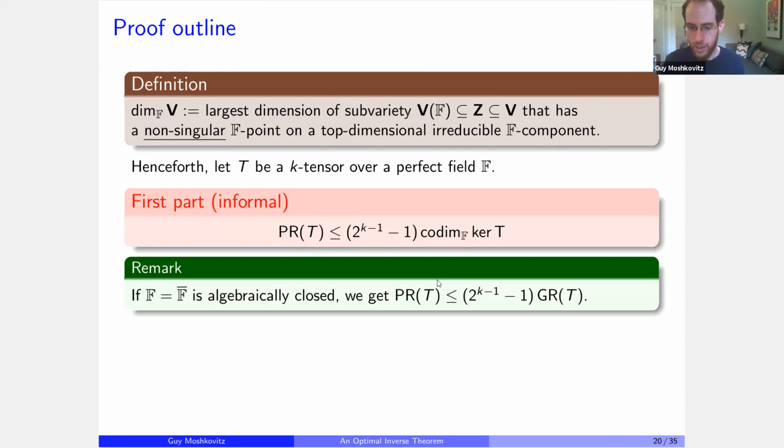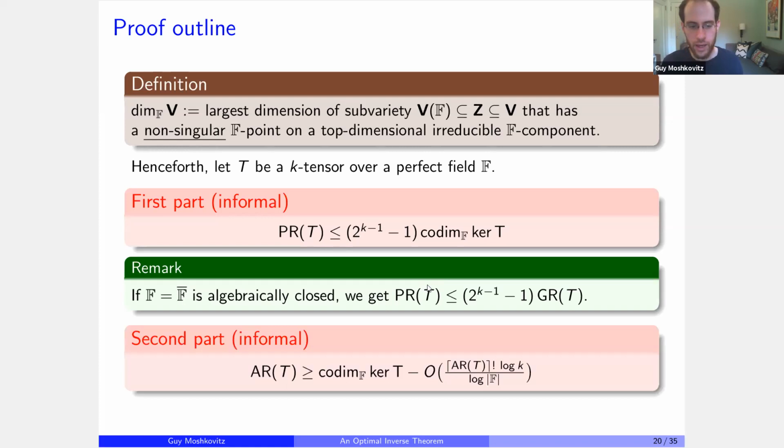That's great, but that's not quite what we want. We want to relate partition rank and analytic rank, right? We care about finite fields. This is the question. And so the second part is going to be a lower bound on the actual analytic rank, not geometric rank. We're going to show that it's actually lower bounded by, again, the same notion, codim sub f, with some error term that depends on the analytic rank and k.